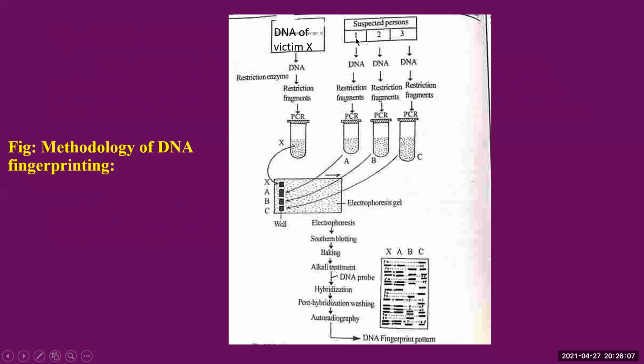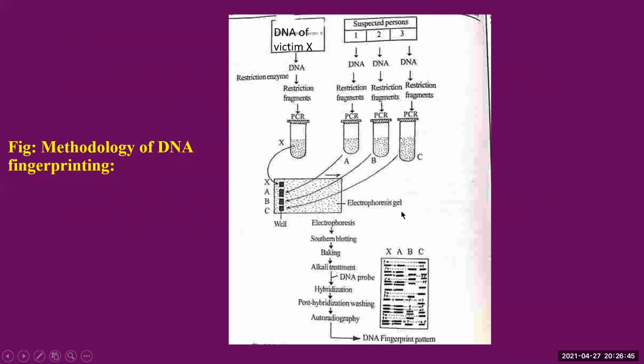the DNA fragments. At the same time, the 3 suspected criminals are called. Say any sample, body tissue sample or blood sample is collected, the DNA is extracted, then the DNA of all the 3 suspected criminals is subjected to restriction digestion, PCR to amplify the DNA. Then along with the victim's DNA, the gel electrophoresis of all DNA of all suspected persons is also performed.